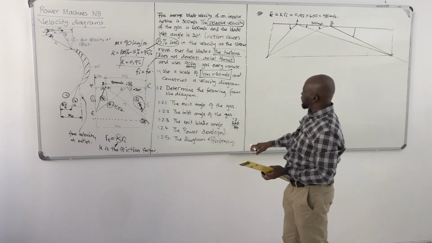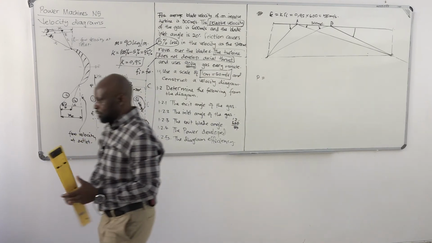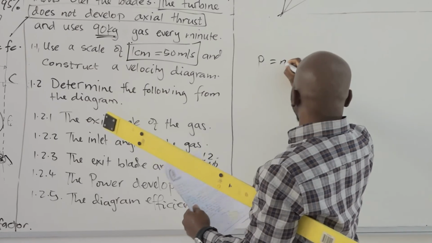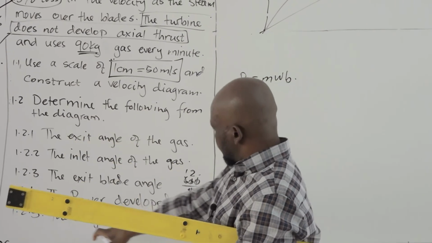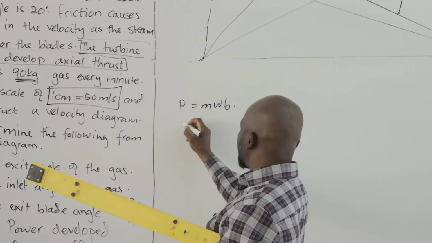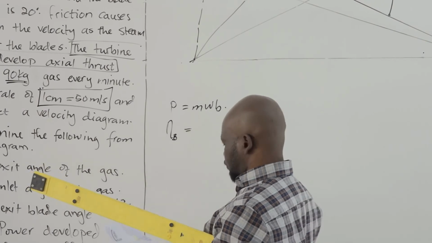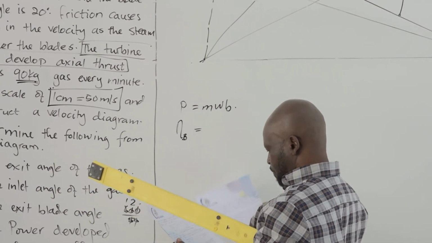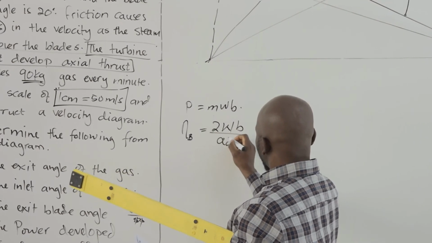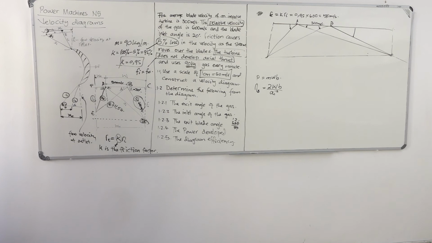Then the power developed, like we said previously, power developed is equal to m W_B. Then they are now saying the diagram efficiency or the blading efficiency. This diagram efficiency is sometimes referred to as the blading efficiency. And we said blading efficiency is equal to 2 W_B over A_i squared. Then you will be actually done with your velocity diagram.